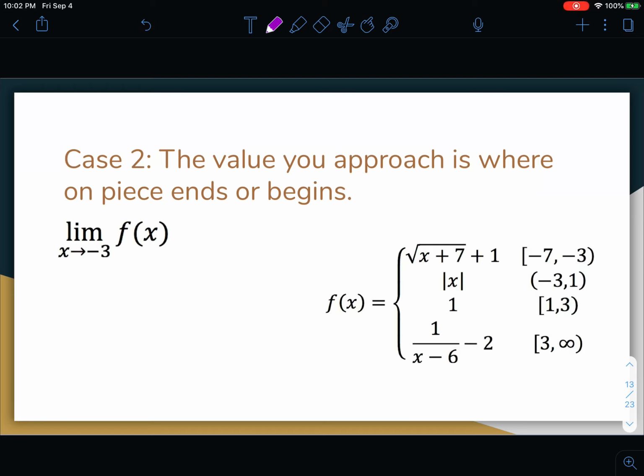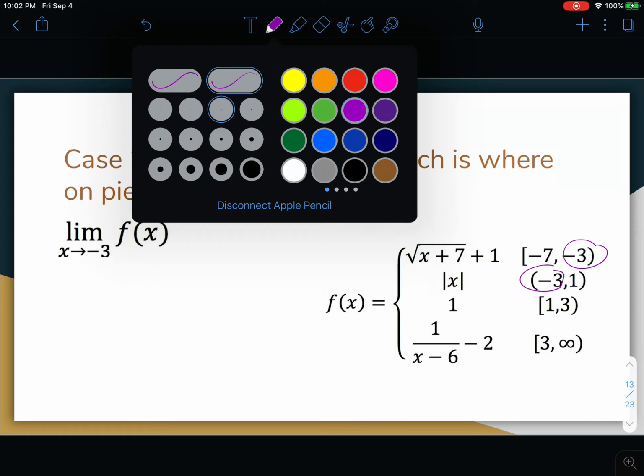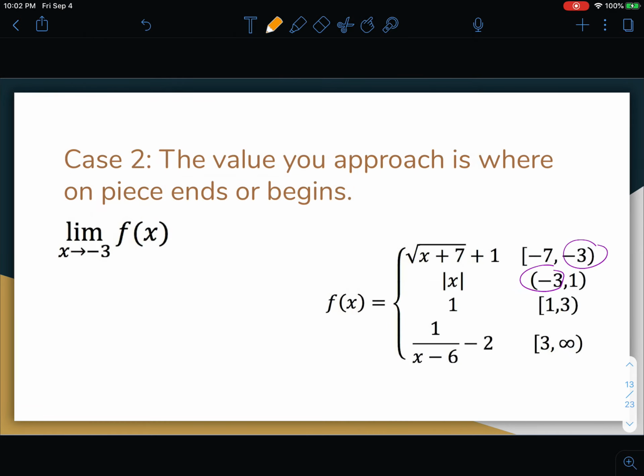So -3 is the next x value I'm approaching. Look at this, -3 on both, and they're both parentheses. We've just talked about this with finding domains, and it's very similar. But remember, you could have a limit even if the value is not in your domain. It's just what is it getting closer to? Which output is it approaching?